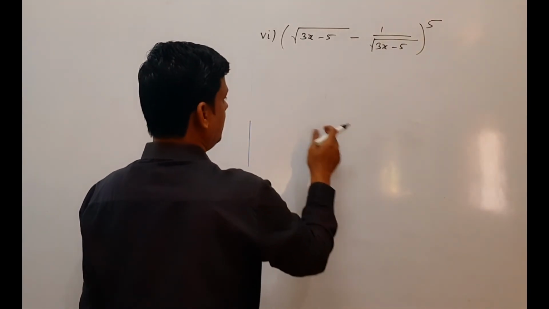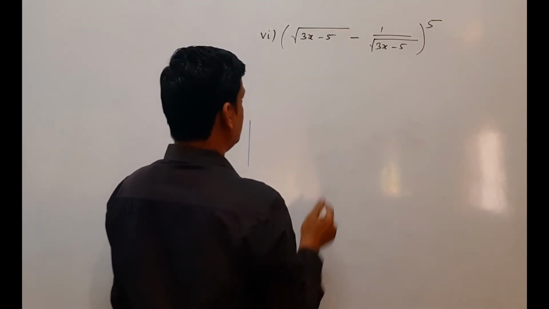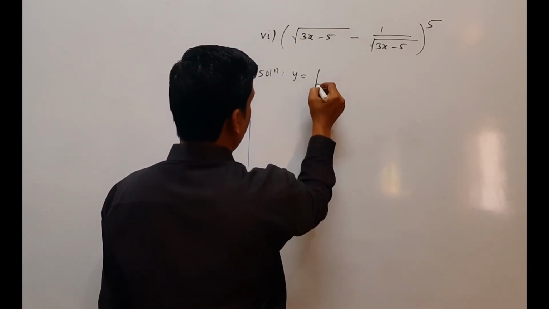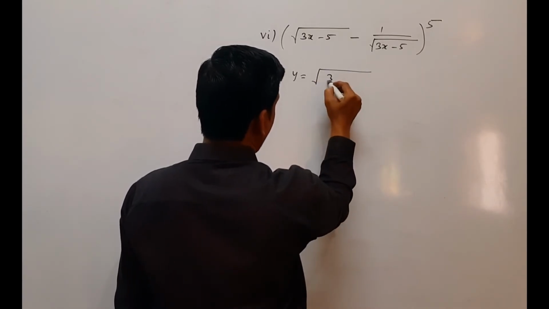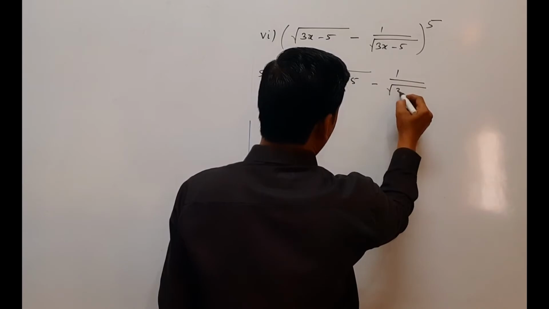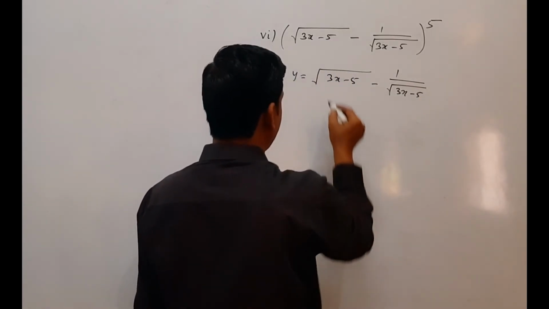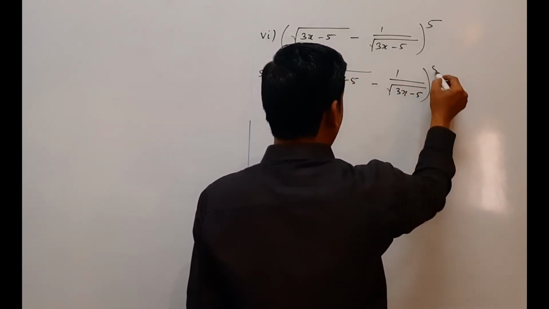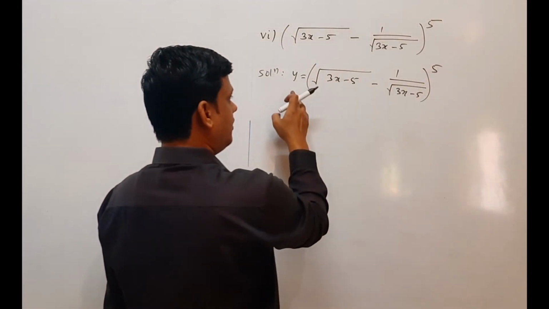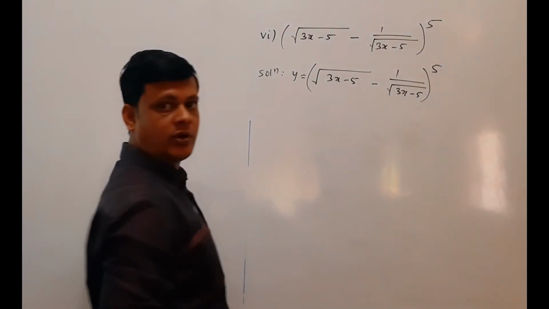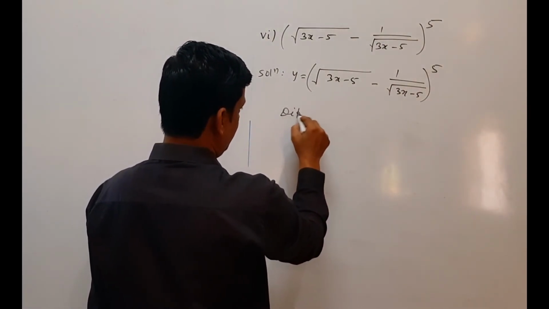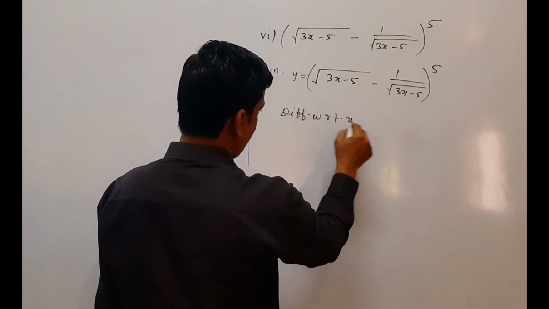Now see, last sub question of question 1. So we denote this as y equals to root of 3x minus 5 minus 1 upon root of 3x minus 5 bracket raised to the power 5. So we apply here y is equals to x raised to the power n form. So we write derivative of this. So we write differentiate with respect to x.